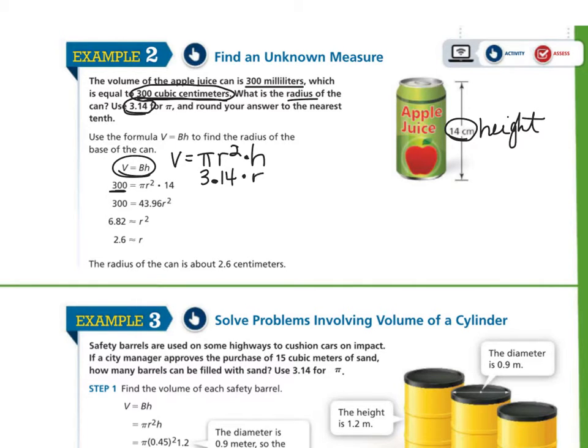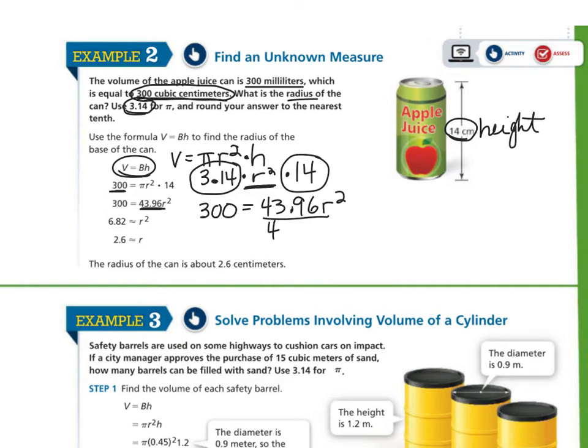We do not know the radius, but we do know the height. So here what they've done is they've taken pi times 14, and that's where they get the 43.96. Notice that it's still being multiplied by the r squared because that's the piece that we don't know. So then in order to solve this, they're going to take the 300 and divide by 43.96. And by doing that division, you end up with r squared equals about 6.82.